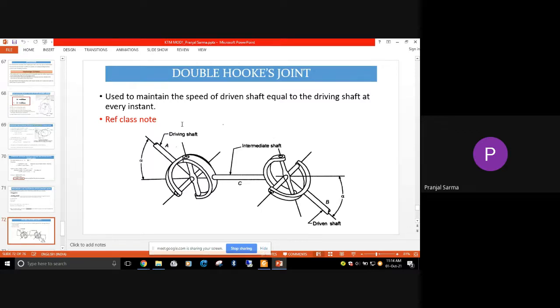Later on we have seen that, to nullify that problem of not having a constant velocity ratio, we go for a modification of the Hooke's joint known as the double Hooke's joint. There we discussed how it behaves, and the intermediate shaft was one of the important things apart from using two Hooke's joints at both ends.